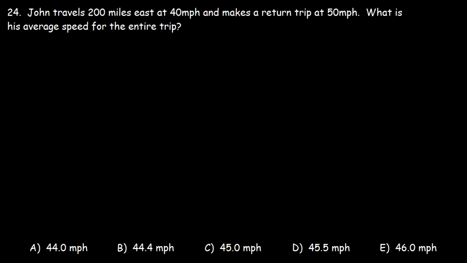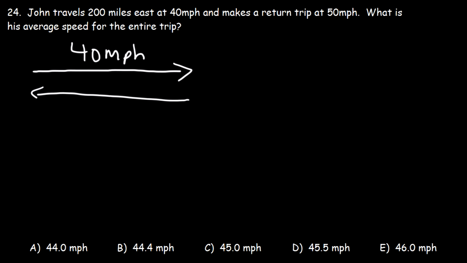24. John travels 200 miles east at 40 miles per hour and makes a return trip at 50 miles per hour. What is his average speed for the entire trip? So traveling east, his speed is 40 miles per hour. And then traveling west, going back to where he came from, is 50 miles per hour.